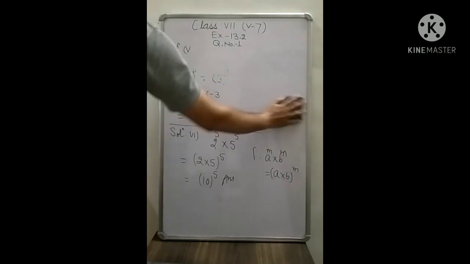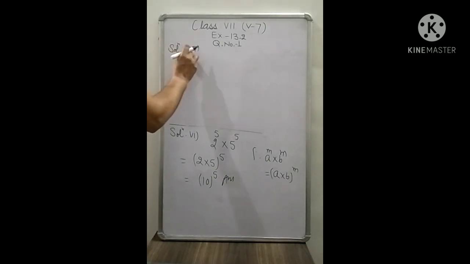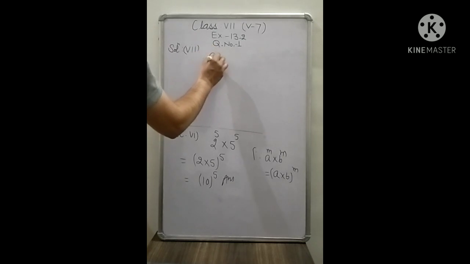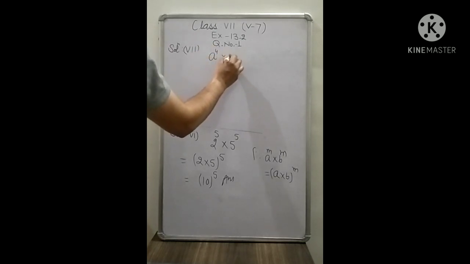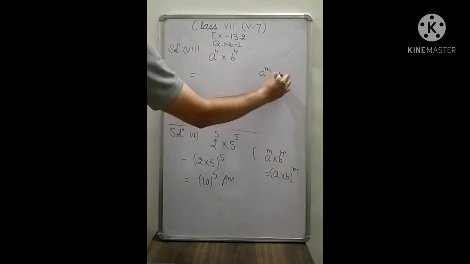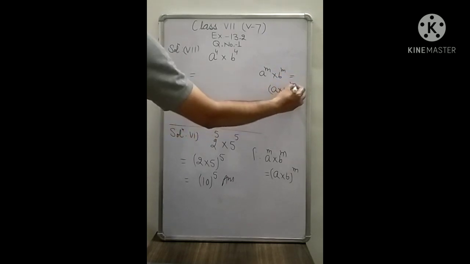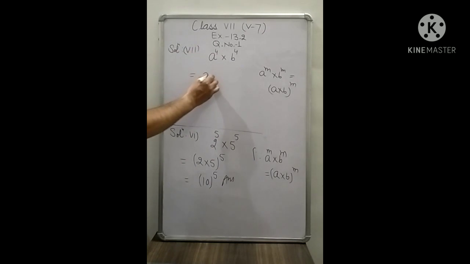Read the statement of the 7th part. Here you have a raised to the power 4 multiply b raised to the power 4. Again identify the law. Here the bases are different and the exponents are the same. So which law are you going to use here? a raised to the power m multiply b raised to the power m is equal to a multiply b and whole raised to the power n. So it will be a multiply b and whole raised to the power 4.